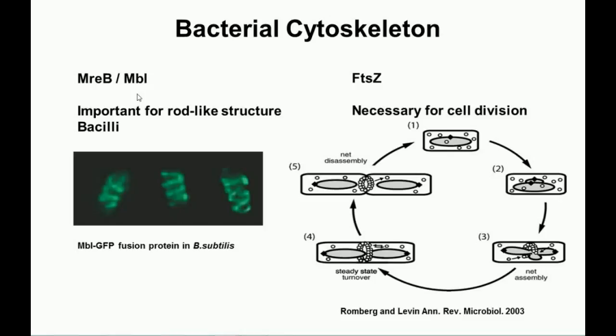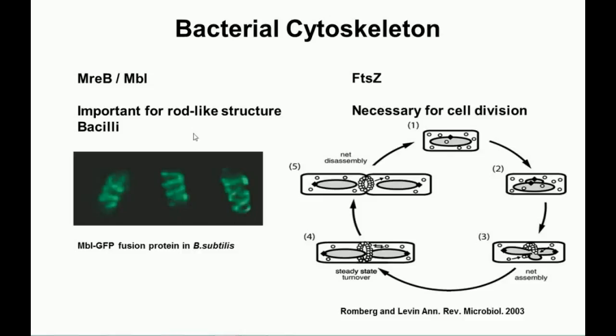And just like actin, they can form filaments. They can polymerize, they can depolymerize. And this picture shows you the green fluorescent protein combined with MBL, so that you can see the structure of these filaments in a live cell. So they form a kind of helical filament. And this is what gives the cell its rod shape. Okay, so all bacilli have one of these proteins.